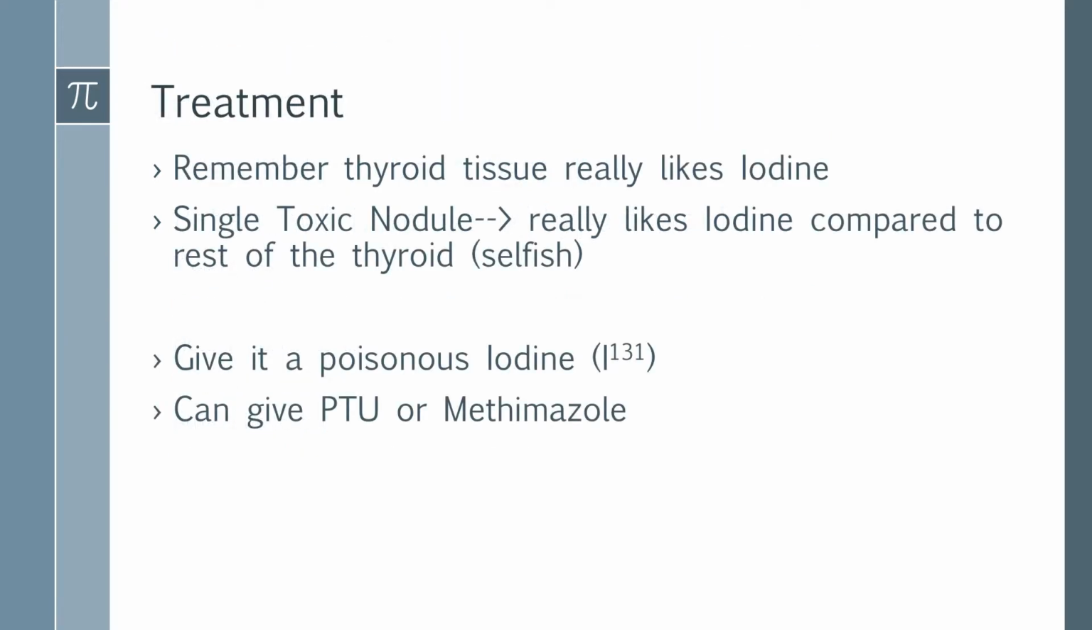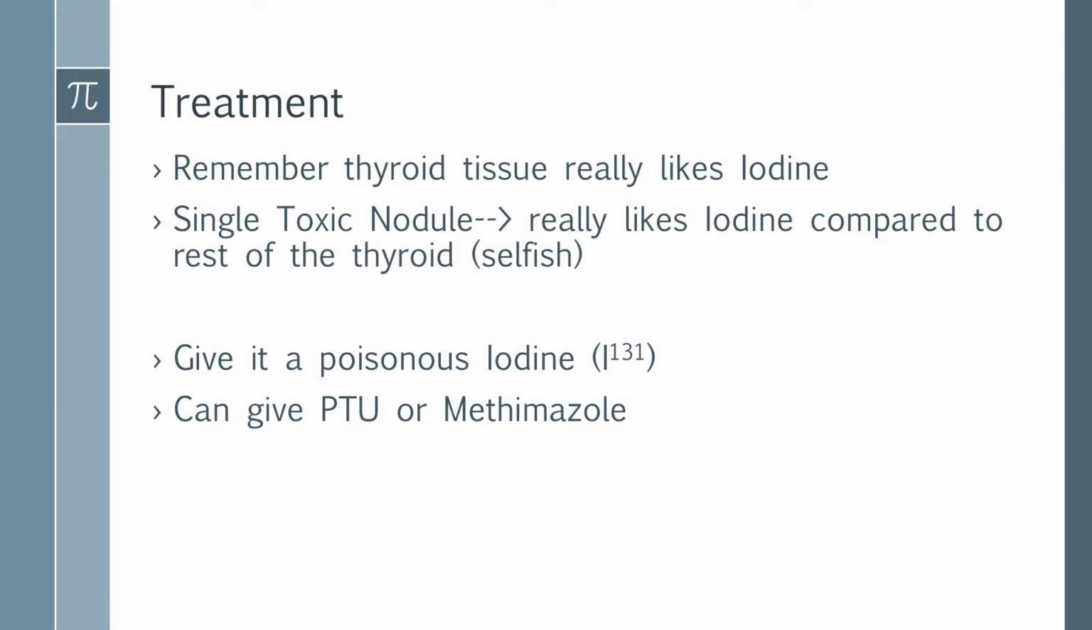What's the treatment? So remember that hot nodule is secreting thyroid hormone. And thyroid hormone, what's it made out of? Essentially, iodine, right? Iodine is the base of how you make thyroglobulin and the thyroid hormone, right? But since a single toxic nodule is secreting all the hormone, it's very iodine avid. It really likes iodine compared to the rest of your thyroid gland. It's very selfish, right? So you're like, oh, if you like iodine, then you could just give it a poisonous iodine, which is iodine-131, radionuclide iodine, radioablation, right? You give that, it's going to preferentially uptake into that nodule. So you're going to kill that nodule by just giving it a poisonous iodine.